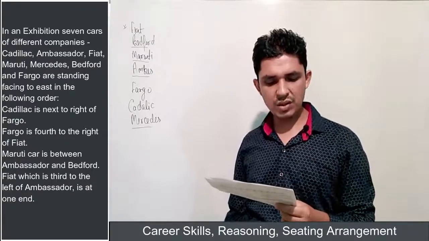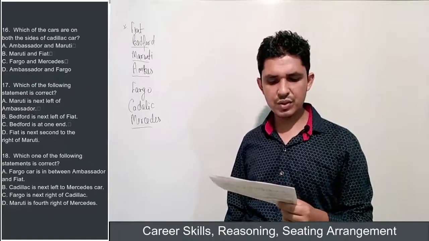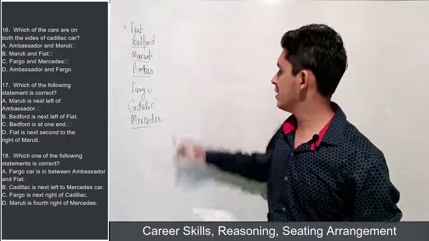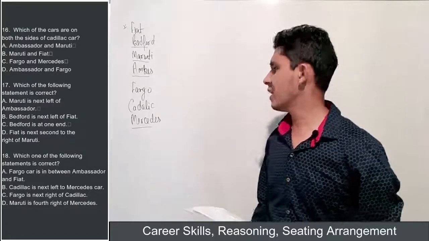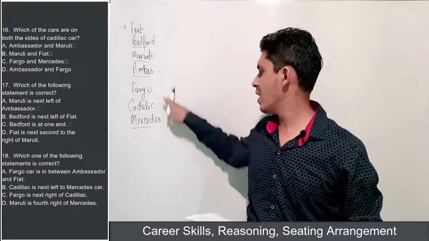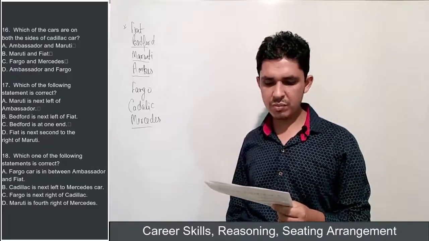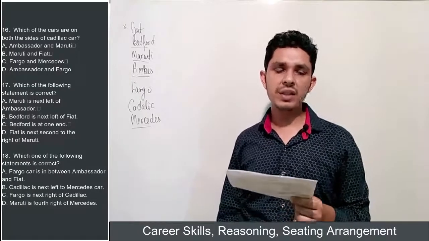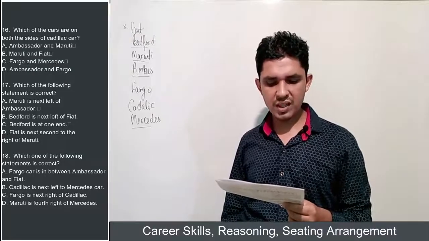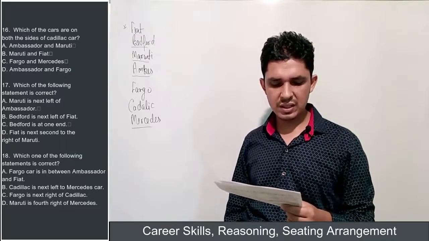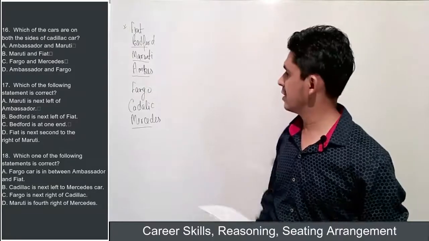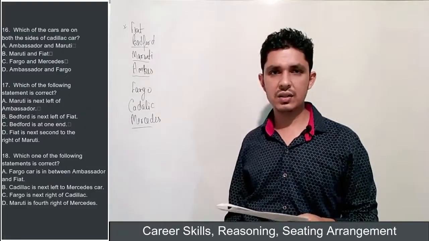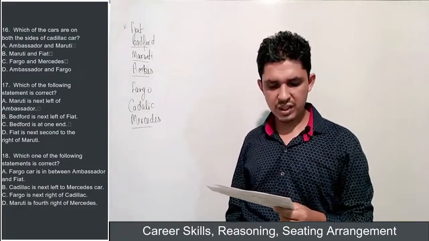Like if we look at question number 16, the question is, which of the cars are on the board side of the Cadillac car? If we check Cadillac car and board side of Cadillac car, the cars are Fargo and Mercedes. So answer will be Fargo and Mercedes, the option number C, right? If we check question number 17, the question is, which of the following statements is correct? Maruti is next left of Ambassador. So Maruti next left of Ambassador, this statement is correct, right? Okay, our first statement is correct.